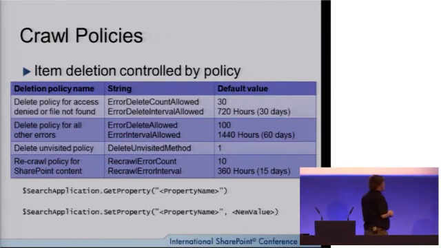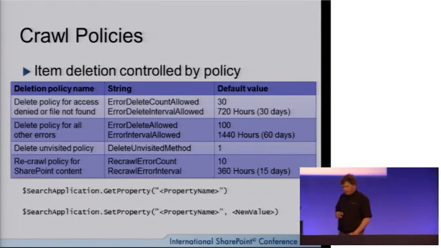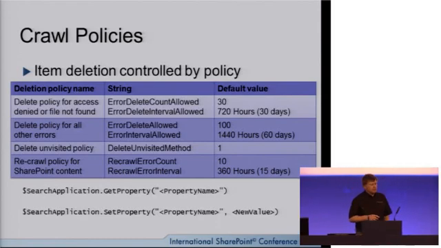A couple of other bits and pieces then. So crawl policies. In 2007, the crawl policy was fairly straightforward. If I can't find you, I will delete you. Straightforward. That object's not there the second time I try and index it, so I'm going to dump it.